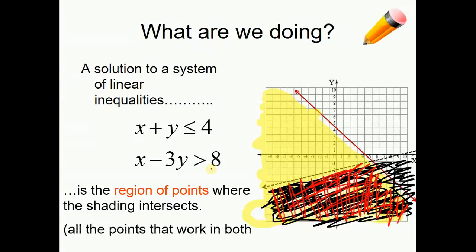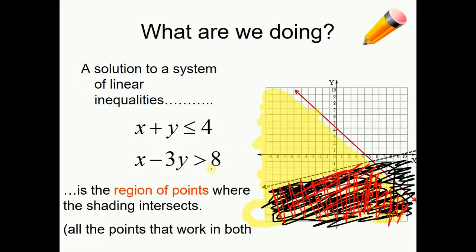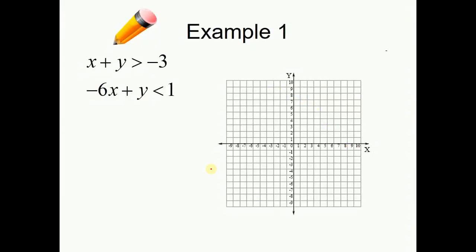So let's actually put this into practice. So I have x plus y is greater than -3, and -6x plus y is less than 1. So for the first equation, since it's a nice one, I'm going to use the cover-up method to find my intercepts. So I know my x-intercept is the point (-3, 0), because x is equal to -3. If I cover up the x and just consider this an equal sign, my y would be -3 as well. So this is my ordered pair, (-3, 0), and (0, -3).